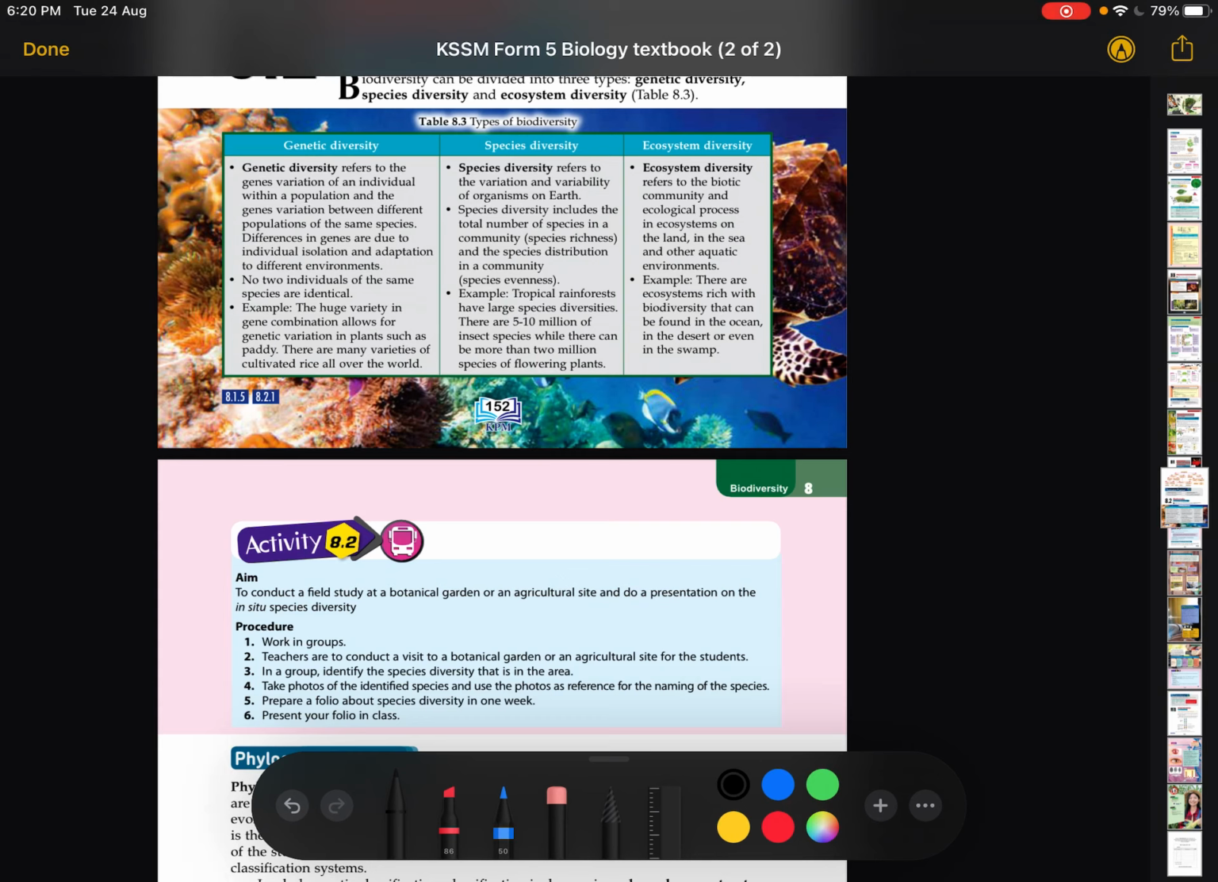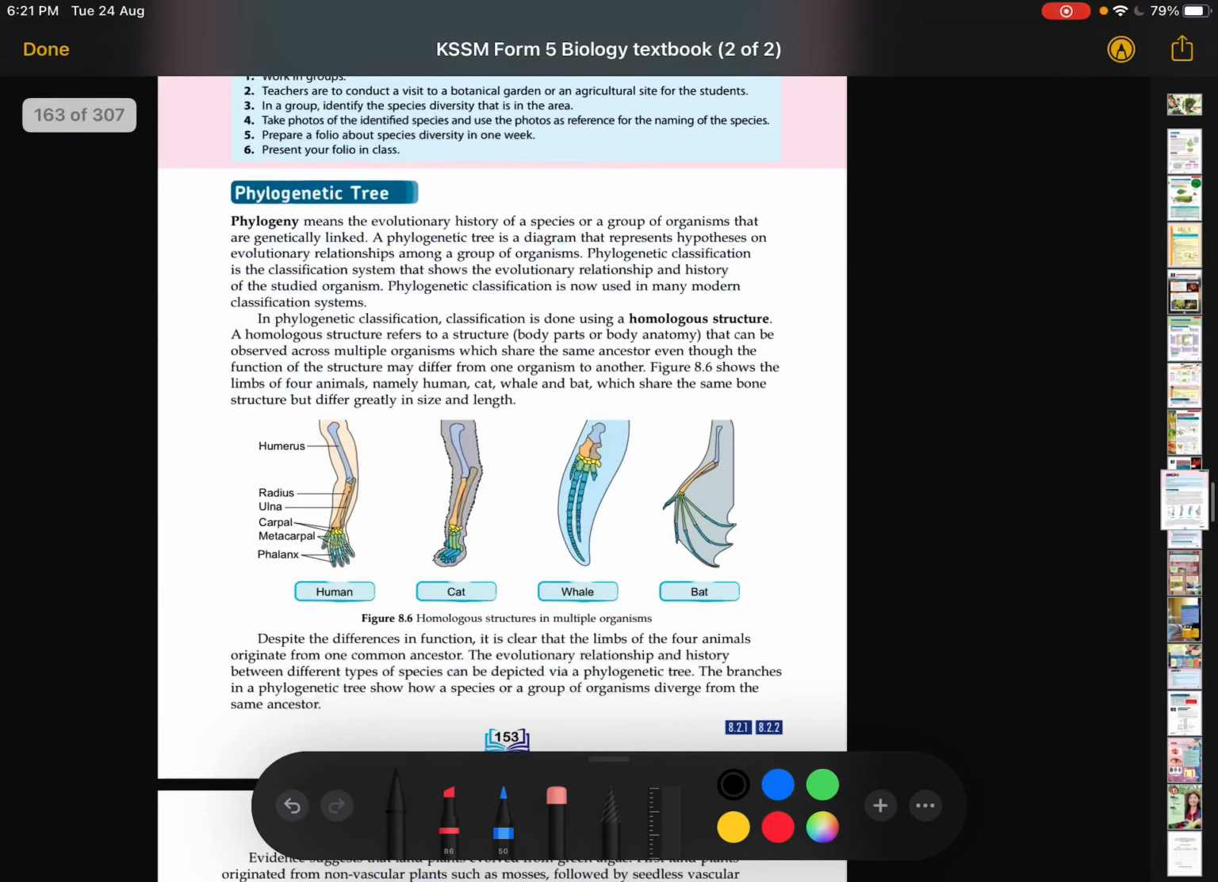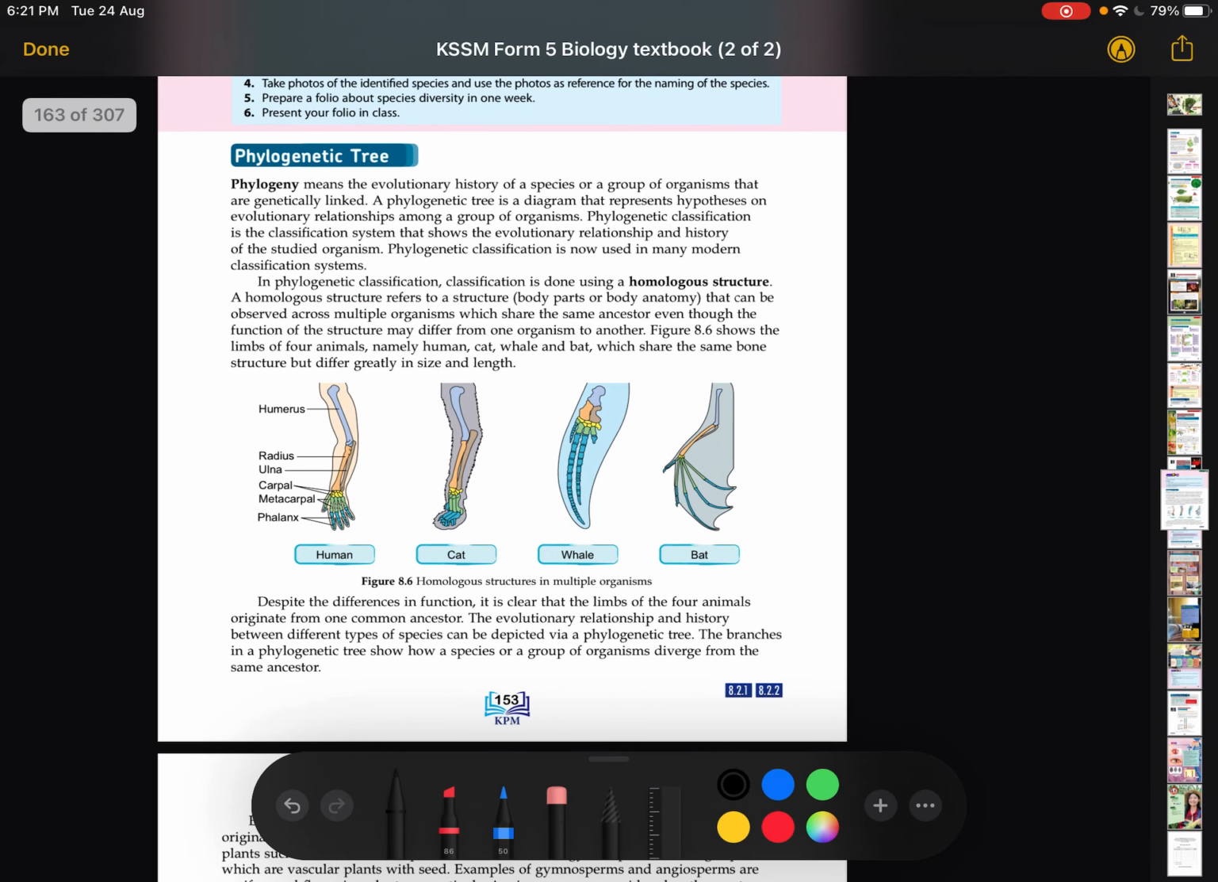It's similar to species diversity where it involves the biotic community, because species are part of the biotic community, but there are other factors, I guess you can say. If species diversity refers to, I won't say animals, the species themselves, ecosystem diversity refers to the whole habitat or the whole ecosystem. So it combines all of those factors together.